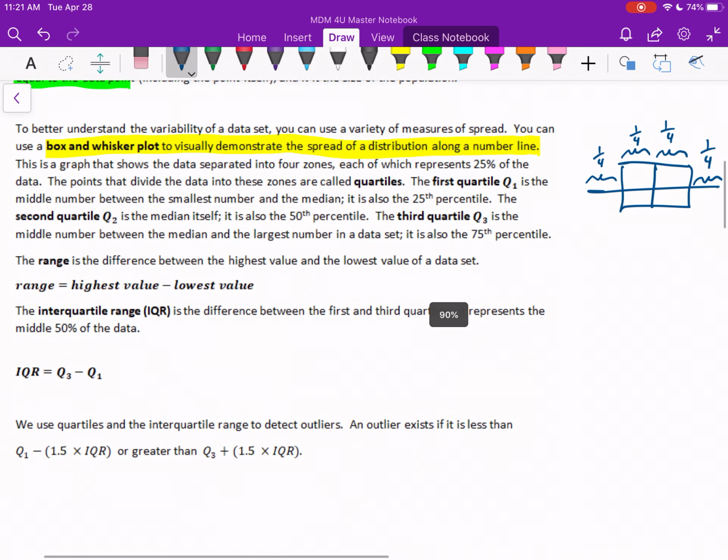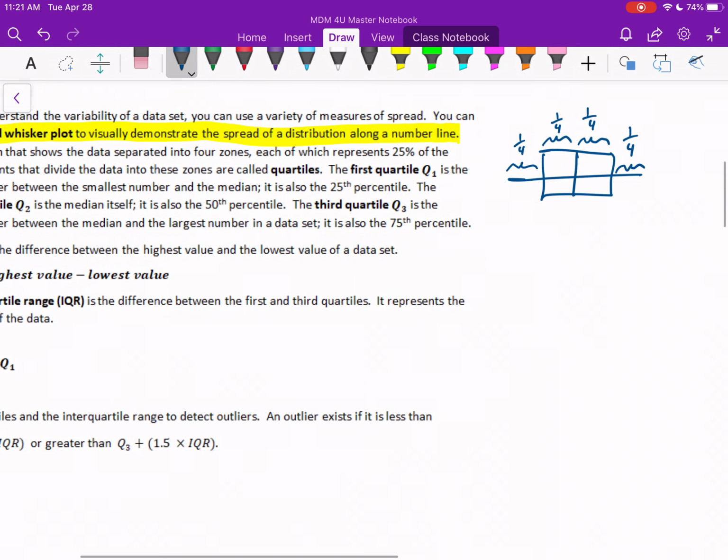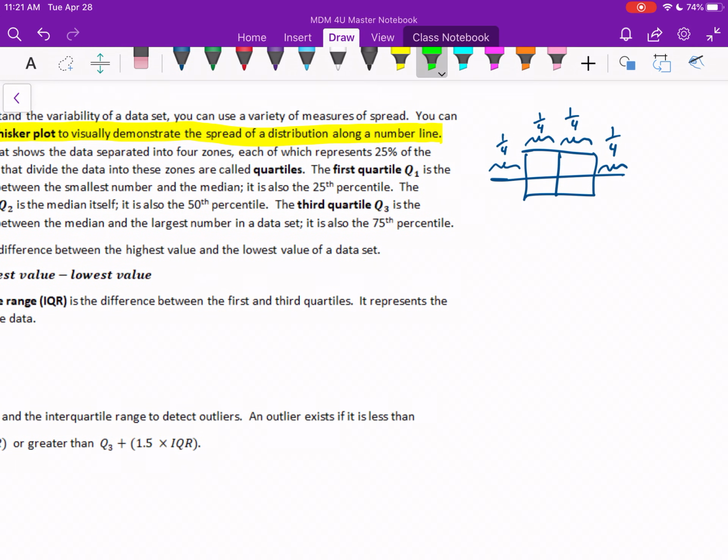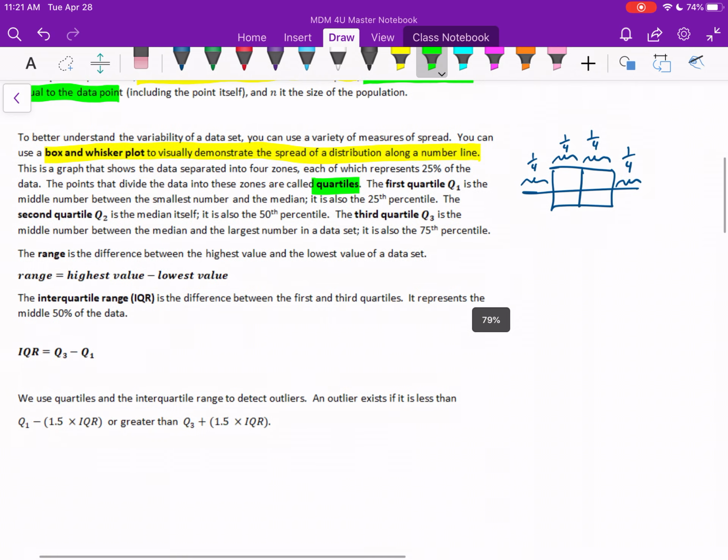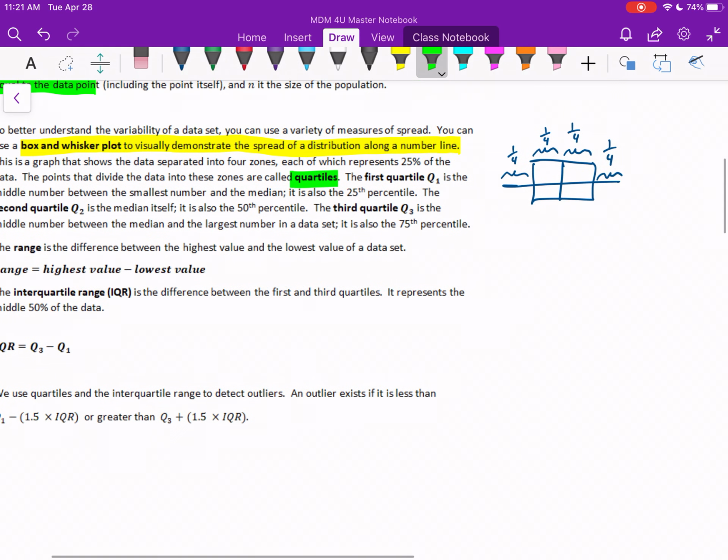So these quarters are actually called quartiles. Okay, so these zones are called quartiles. The one on the far left would be the first quartile, then we have the second quartile, the third quartile, and the fourth quartile. The first quartile is the middle number between the smallest number and the median.